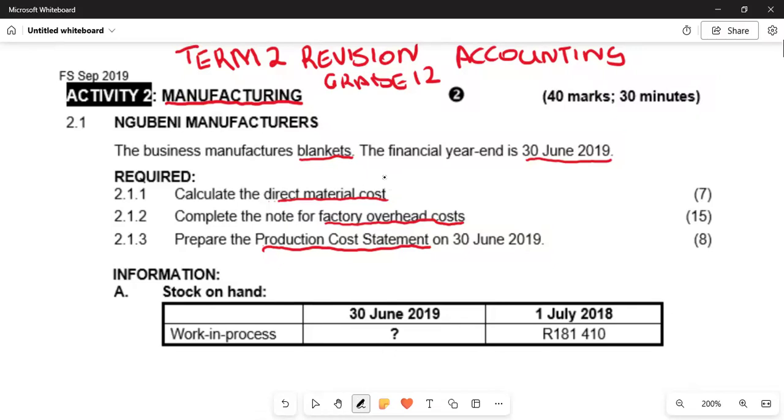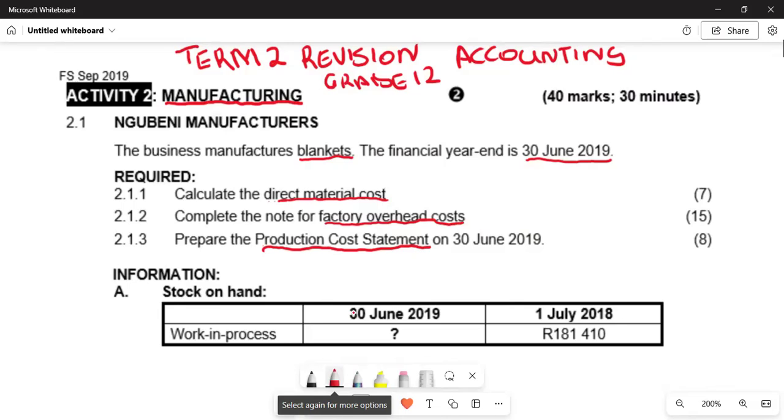We're going to do term 2 revision, accounting grade 12, under manufacturing or cost accounting. So one can ask, what is this manufacturing or cost accounting? Manufacturing refers to the process of analyzing, tracking, and reporting of the cost associated with producing goods or services. That's what it means.